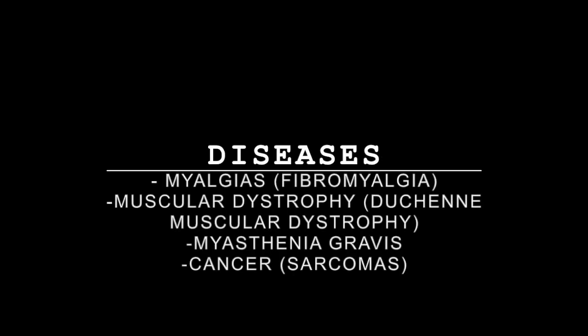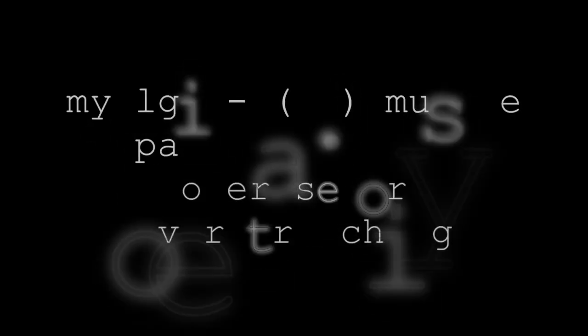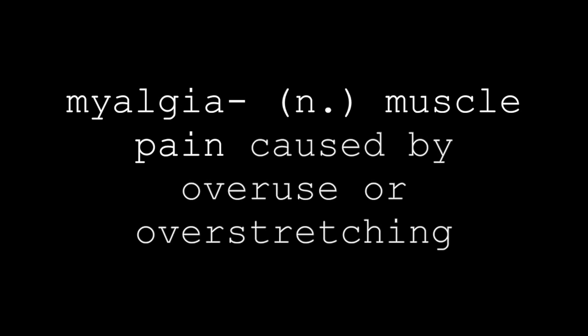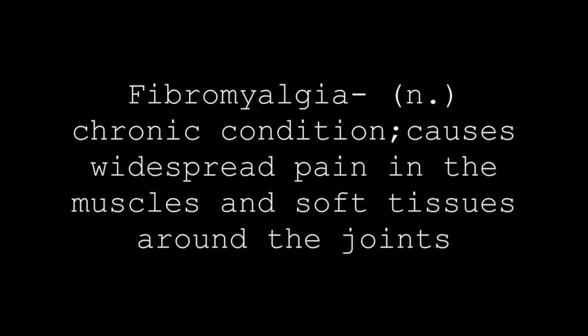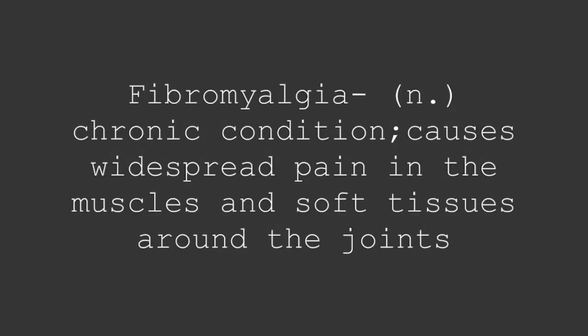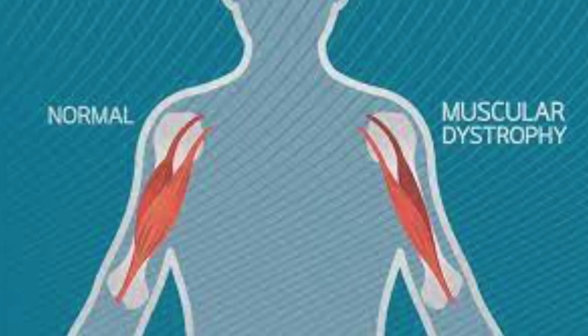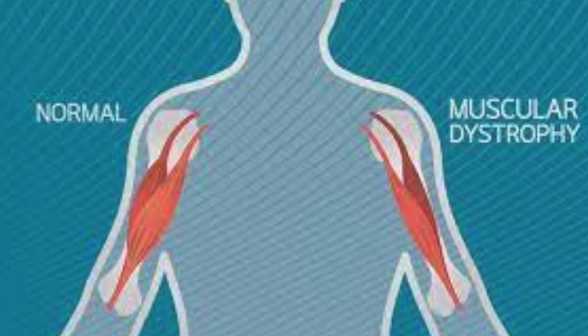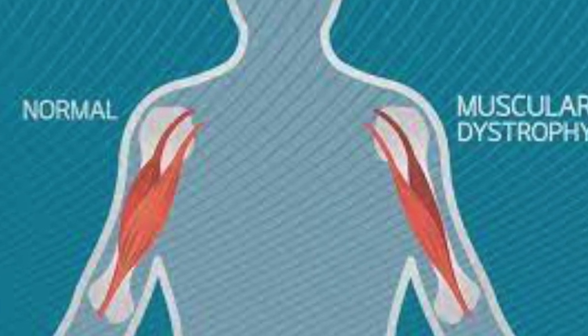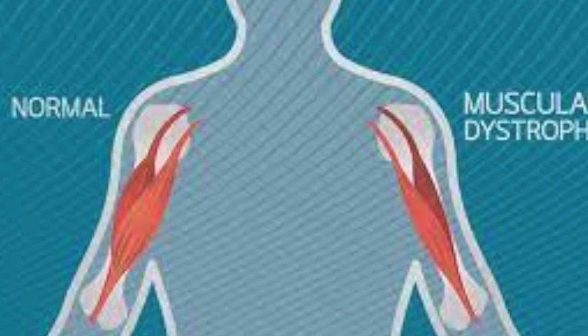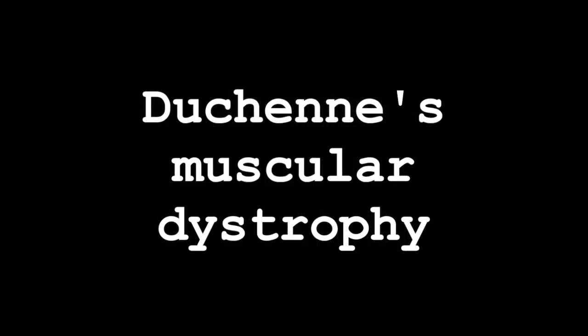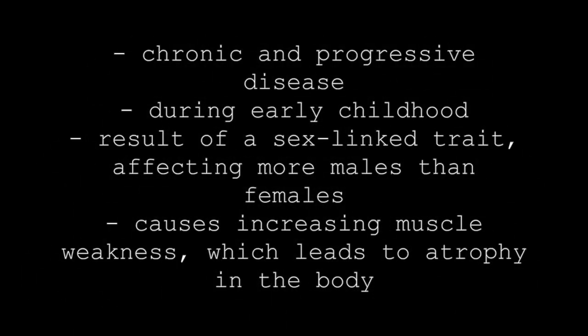The final category is focused on the different diseases that can happen in the muscular system. The first type of disease is a myalgia, which is a muscle pain caused by overuse or overstretching. Fibromyalgia is a chronic condition which causes widespread pain in the muscles and soft tissues around joints. The next type of disease is muscular dystrophy, which is a progressive form of muscle weakness caused by a deficiency in the dystrophin protein. Duchenne's muscular dystrophy is a chronic and progressive disease that affects the shoulder and pelvic girdles.